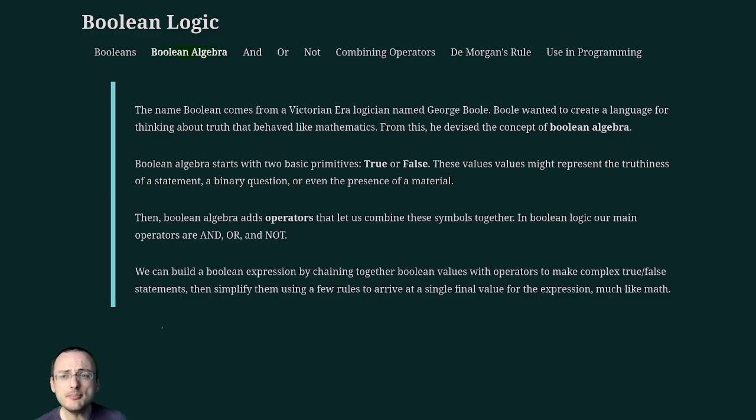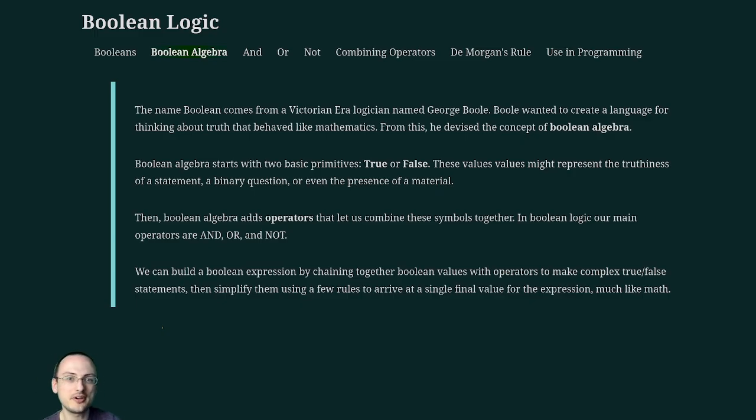This name Boolean comes from a logician named George Boole. It's literally his last name turned into a category descriptor. Boolean is from George Boole. He was around in Victorian era England, and actually he was one of the teachers of Ada Lovelace, who we've talked about previously.